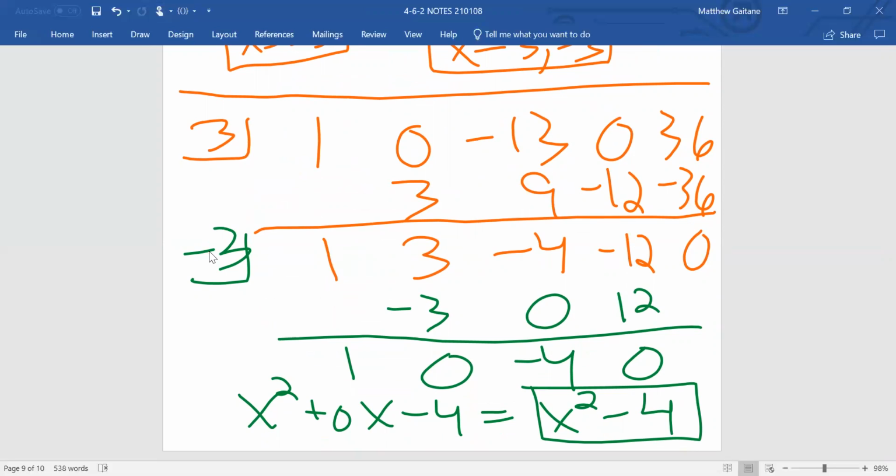And then do it a second time using -3. Bring down the 1. 1 times -3 is -3. Add down, we get 0. Times -3 is 0. Add down, you get -4. -4 times -3 is 12. Add down, and we get 0. So we end up with 1x squared plus 0x minus 4, which equals x squared minus 4.